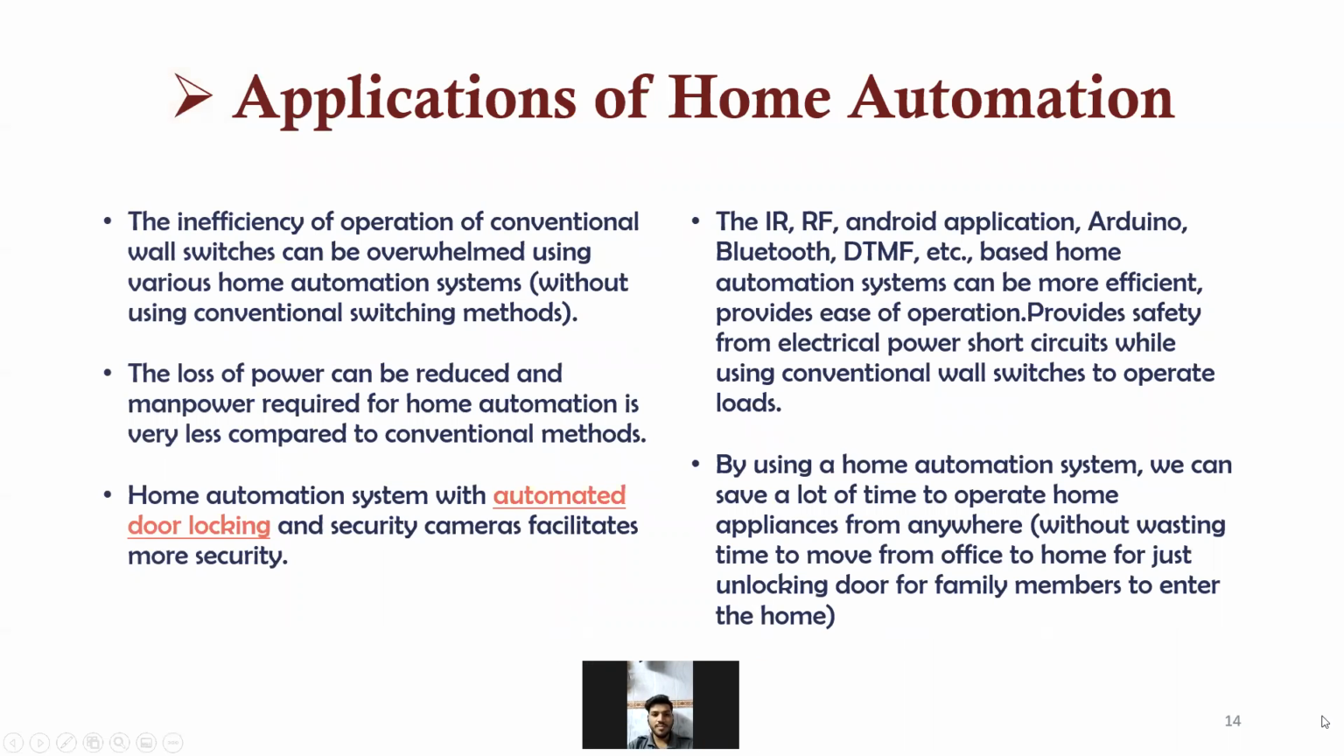I would like to present applications and limitations of home automation. The inefficiency of operation of conventional wall switches can be overcome by home automation systems without using a conventional switchboard. That means we can remotely control all the appliances of our home by sitting at any place in our surroundings. The loss of power can be reduced. Home automation systems will automatically lock doors and provide security camera facilities for more security. It is for security-based purposes.